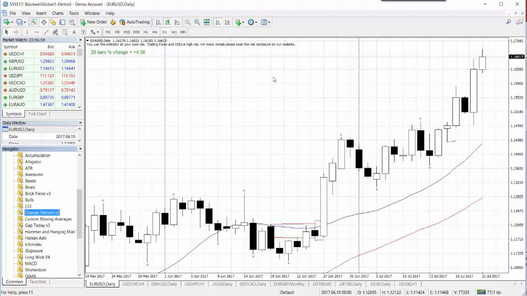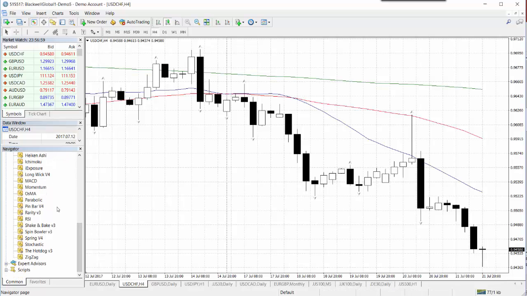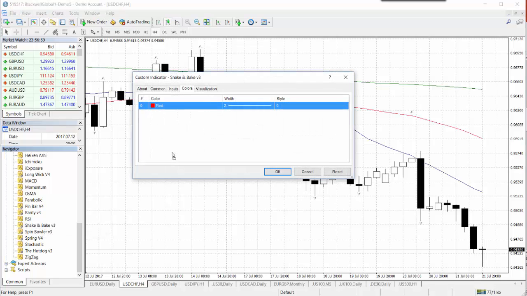Brilliant. That's interesting. I heard of one with a very exciting name, Shake and Bake. Yeah, shake and bake. Okay, let's go to a different chart there, and let's take the shake and bake in there. As always, like any of the indicators, we can find it in the navigator panel. You pick it up there, and we can drag and drop it in.